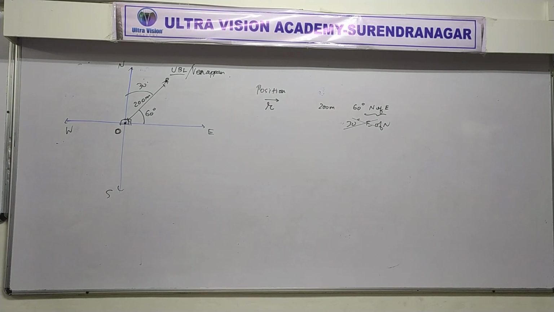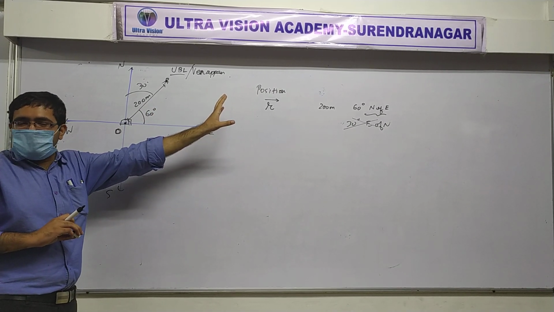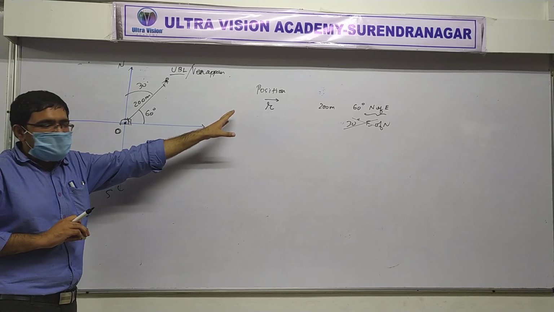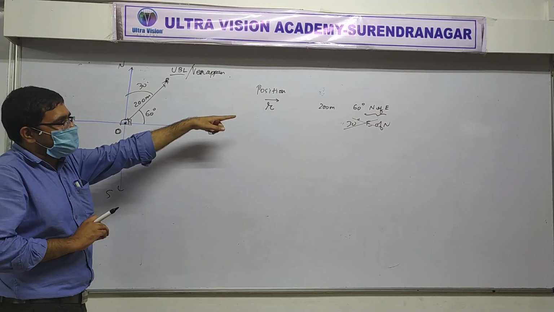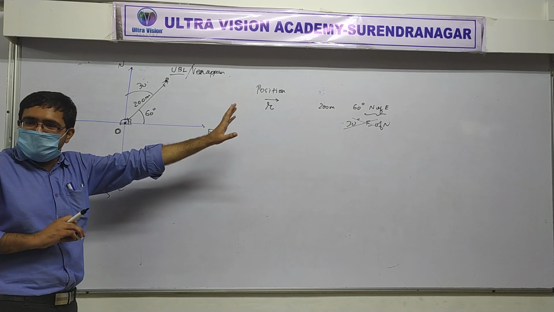Of course, there are many more ways. We are going to learn them all. This is just the first one. The position is a vector. We specified the magnitude, that's 200 meter, and also the direction by using some angle.